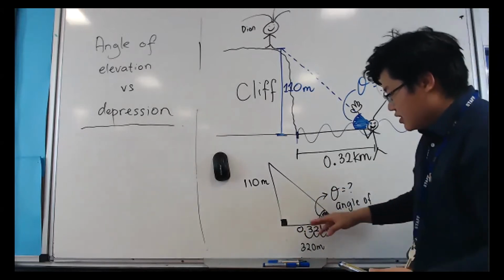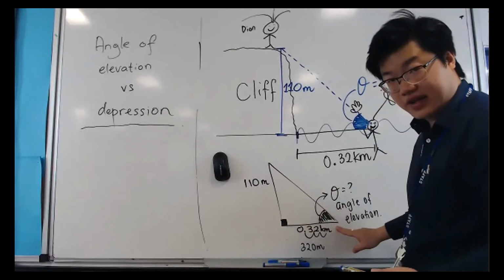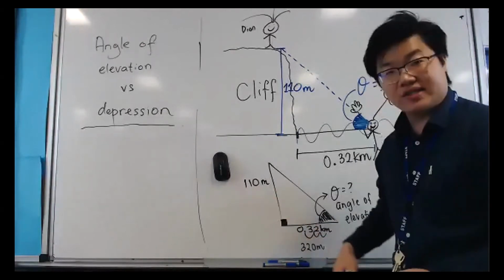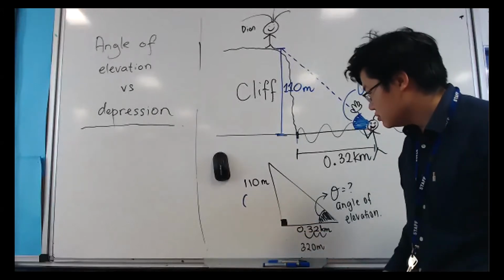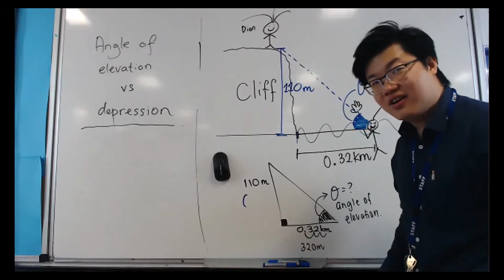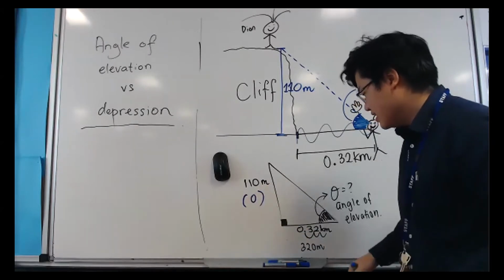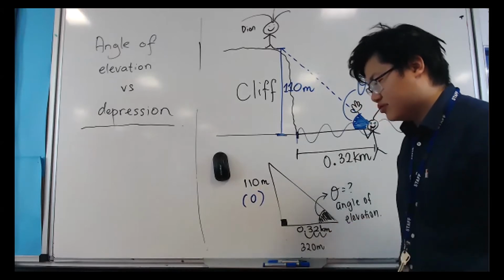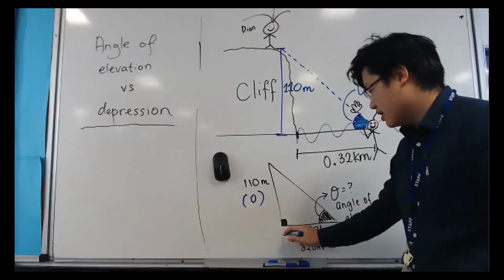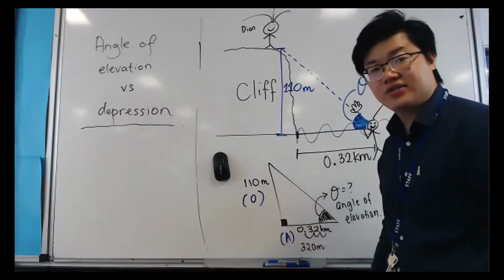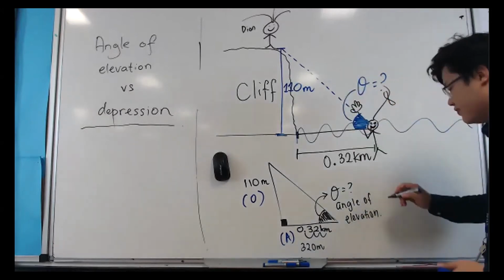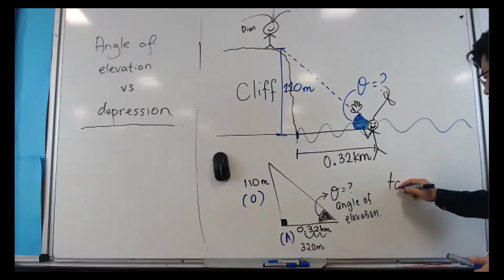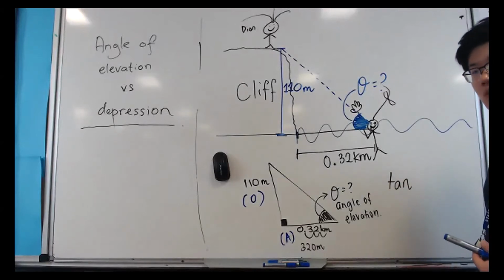So the right angle is right there, your reference angle is right there, your theta is right there. So what does that make 110? O. Very good. Now, what about 320 meters? A. Okay, very good. O and A. So sine, cos, tangent. TOA. Is that TOA? Yeah, tangent. So very good. So tangent. Tangent what?